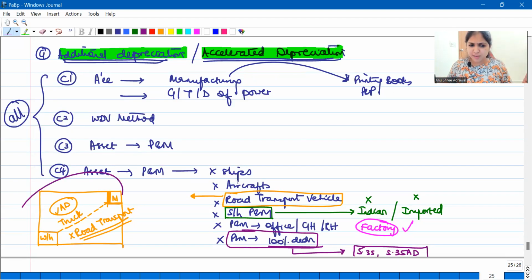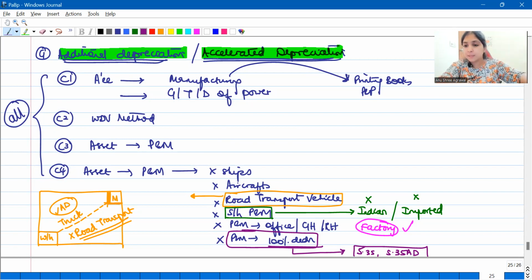Road transport vehicle, a very interesting point we discussed. If the vehicle is being used inside the factory only, then you can't call it a road transport vehicle anymore. So you can claim additional depreciation. Second-hand plant and machinery we discussed, whether it is Indian second-hand or imported second-hand, doesn't matter. Second-hand is second-hand, no additional depreciation. Third interesting point we discussed, if I am already letting you deduct the whole 1 lakh, if I'm letting you debit the whole capex itself, then you can't come and ask me for depreciation also.